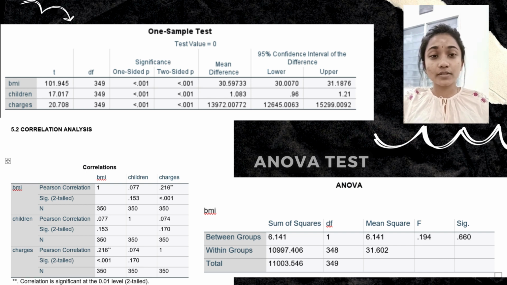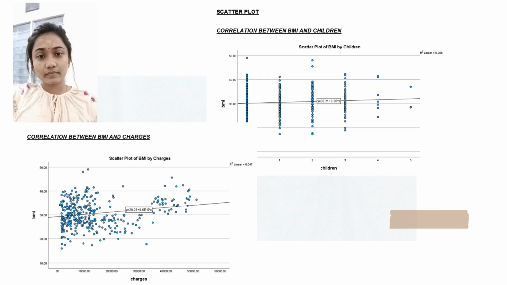Besides that, here we can also see the correlation table. The correlation table shows the Pearson correlation coefficients between the variables BMI, children and charges. The correlation coefficient ranges from -1 to +1, with values closer to -1 or +1 indicating a stronger correlation. In this case, there is a significant positive correlation between charges and BMI, which is R equal to 0.216 and the P value is smaller than 0.01, and a weak correlation between BMI and children, which is R equal to 0.077 and the P value is bigger than 0.05.